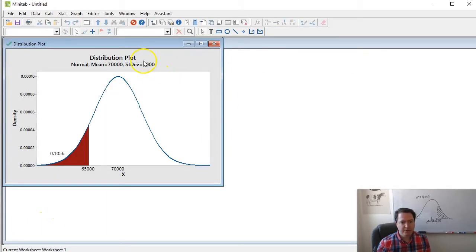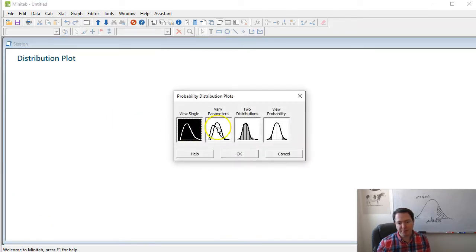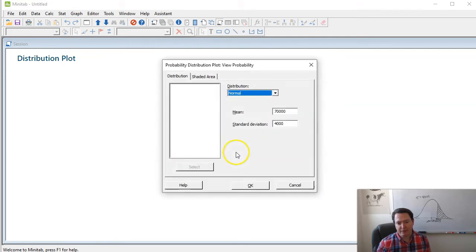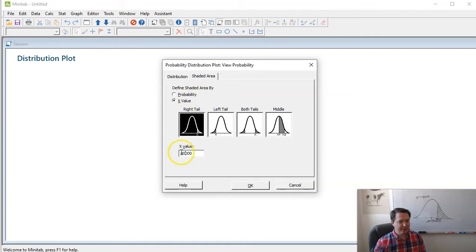So I'll go again to Graph, Probability Distribution Plot and View Probability. The mean is still 70,000, the standard deviation is still 4,000. I've still got a normal distribution, so I'll leave all that alone. The difference here is that I'm looking for the right tail area, and specifically to the right of 80,000. So make sure we've got X value checked here, and it's 80,000.